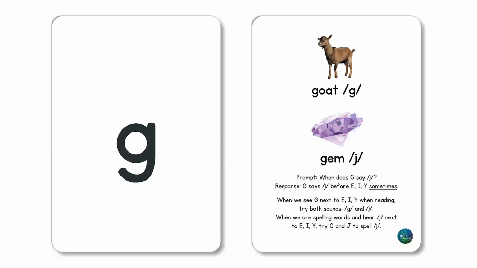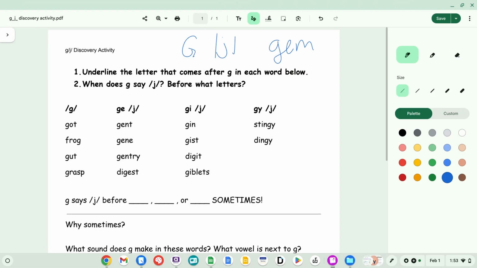Today we're going to talk about how the letter G says J, like in the word gem. First, I'm going to show my students that I want them to underline the letters that come after G in each word below. So in this column, I see G-O, got. It comes at the end of the word, so frog.